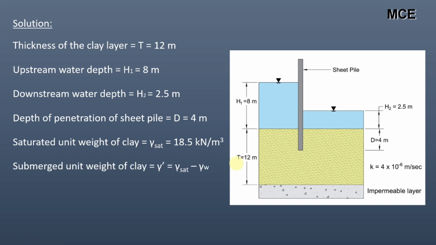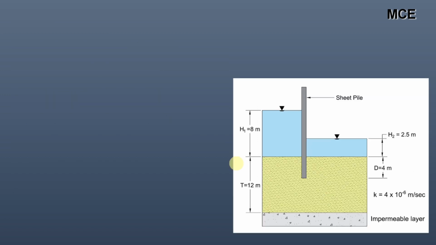Submerged unit weight of clay is given as saturated unit weight minus unit weight of water, which is equal to 18.5 minus 9.81, which is equal to 8.69 kilonewton per meter cube. We will use two methods to solve this question.